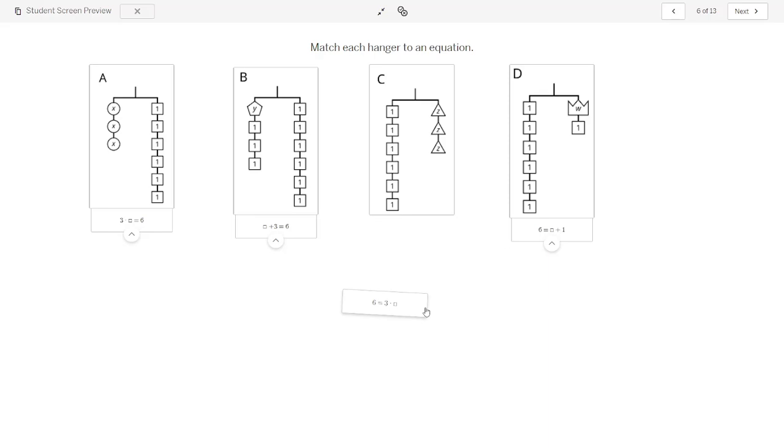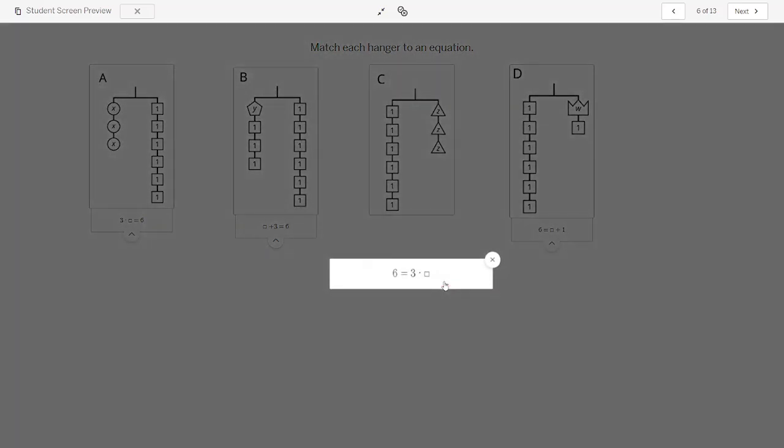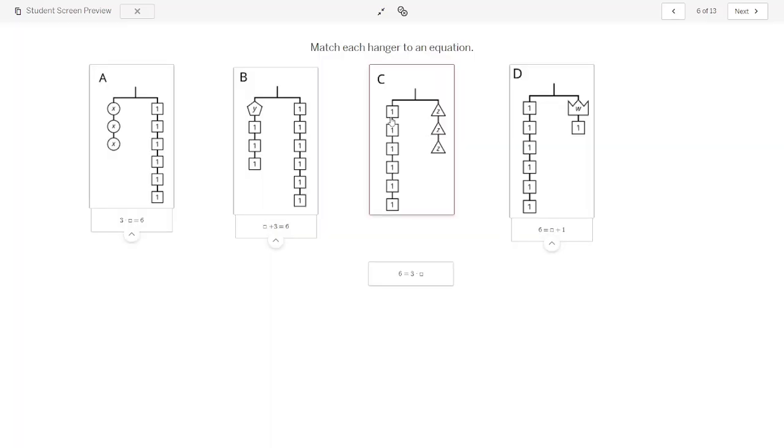So now, just to check ourselves, is C the right diagram for this equation? We have 1, 2, 3, 4, 5, 6 on the left side. That's what we have on this equation too. That's good. And then we have 3 of this number Z. So 3 of some number. And that's what we have on the right-hand side of this equation. So we are good to go.